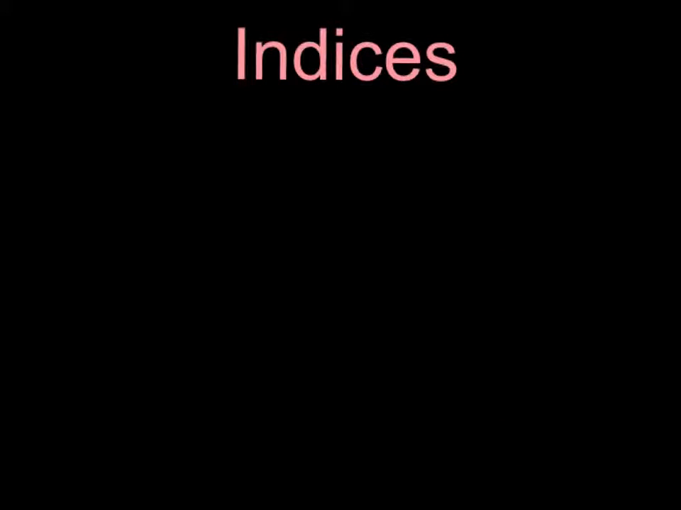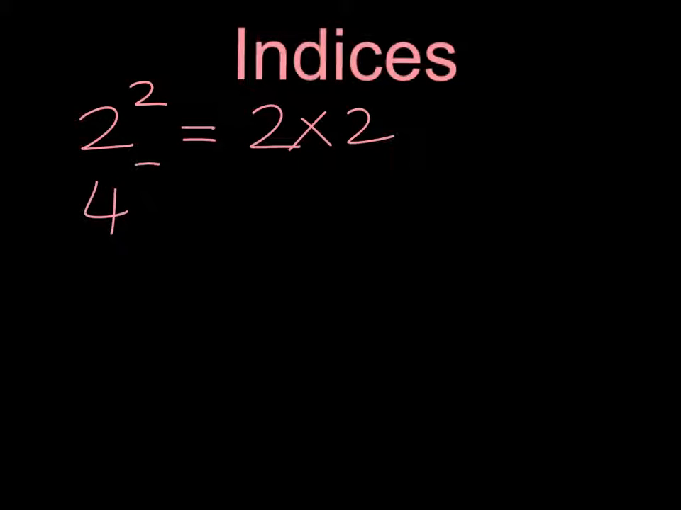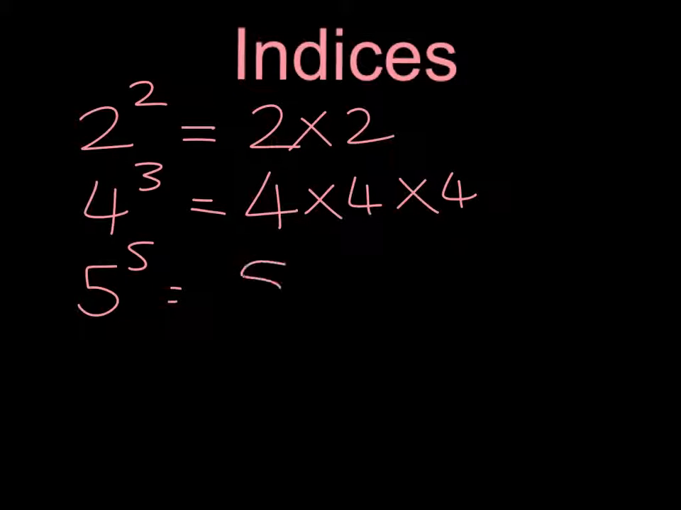Okay, so we're going to have a look at understanding index notation. We'll start off with some easy ones. 2 squared is the same as 2 times 2. 4 cubed, 4 to the power of 3, means 4 multiplied by itself, which is squared, and then times 4 again, which is cubed. So this is another way of writing it. And 5 to the 5 would mean 5 times 5 times 5 times 5 times 5.